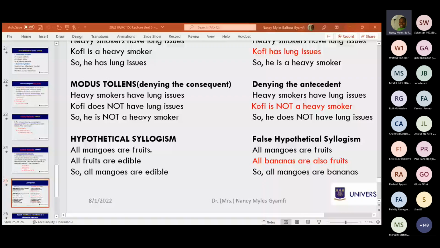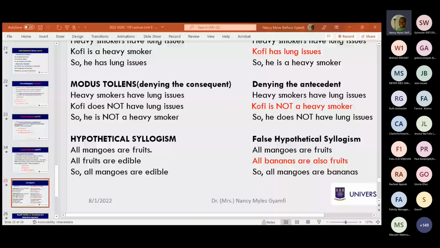No, let's use something else. I want something that is also a universal. So all planets move. All planets move. And all that moves are human beings. Therefore, by hypothetical syllogism, what conclusion will we draw?